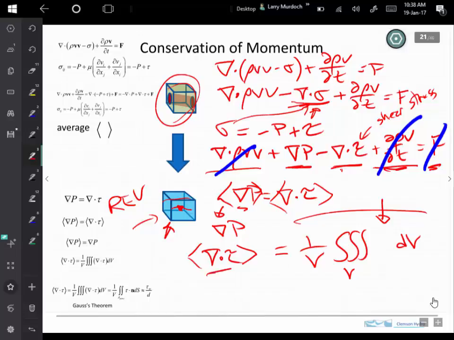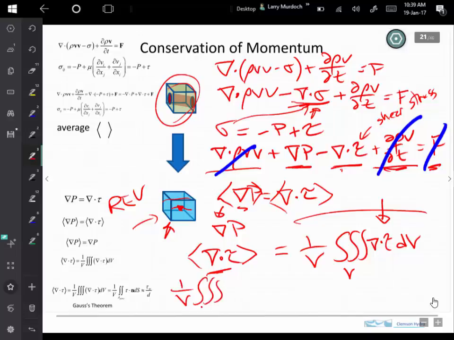If we're interested in this divergence of the shear stress, then we put it in there. Okay, so that's the average over the volume, the control volume, or the REV. So everybody's okay with that? I know some of you hopefully have seen that before, right? Yeah, okay. All right.